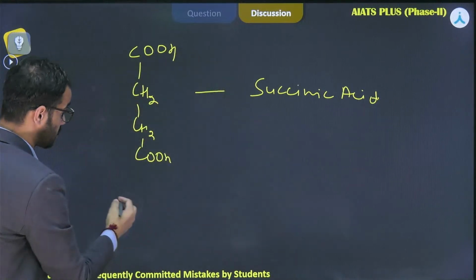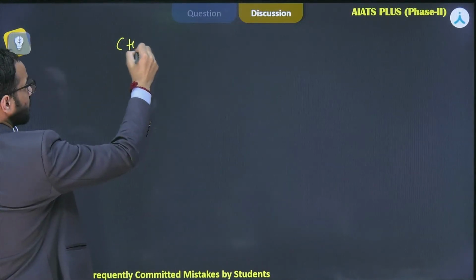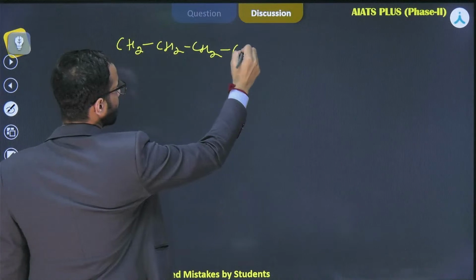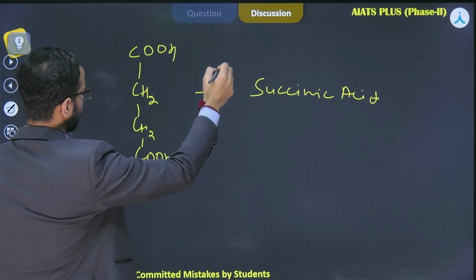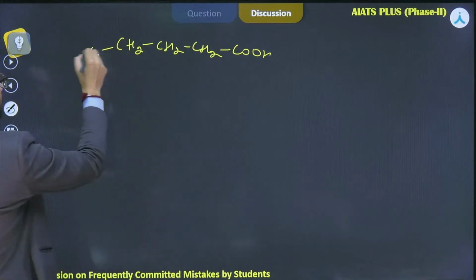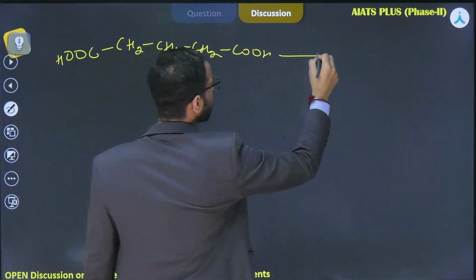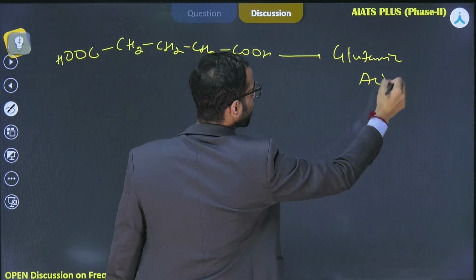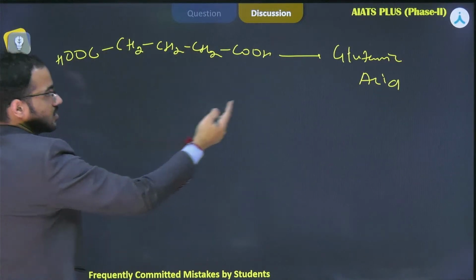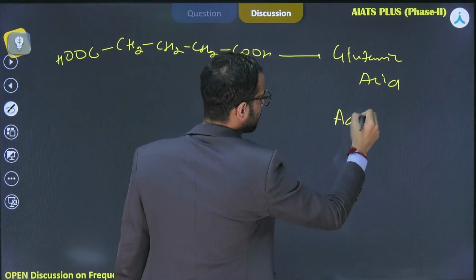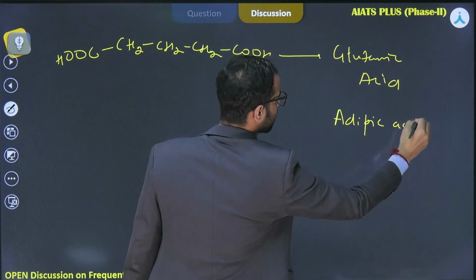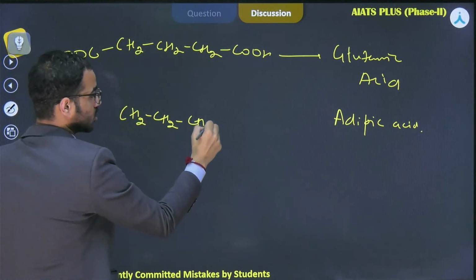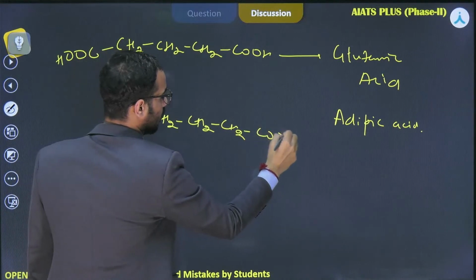If you are adding one more CH2 in between them, glutamic acid. And if you are adding one more, we can say that this is adipic acid. If you are adding one more CH2, CH2, CH2, CH2, CH2, COOH.